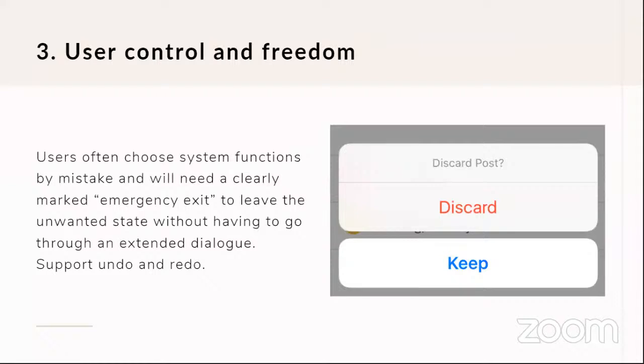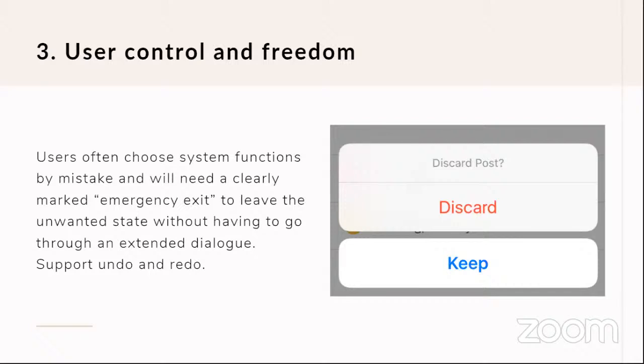User control and freedom, that's the third one. So users often choose system functions by mistake. Of course, we all make mistakes. And then they will need a clearly marked emergency exit to leave the unwanted state without having to go through an extended dialogue. So basically, this is like support, undo, and redo. That's the summary of this part.